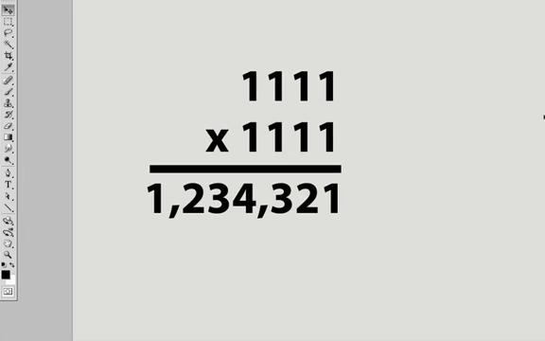Hey, in this video I'm going to show you why when we multiply a series of ones together by a second series of ones that has the same number of digits, we end up getting this really cool pattern of ascending and descending numbers. So for example, in this one here, we have 1, 2, 3, 4, 3, 2, 1. So let's take a look at why that actually happens.